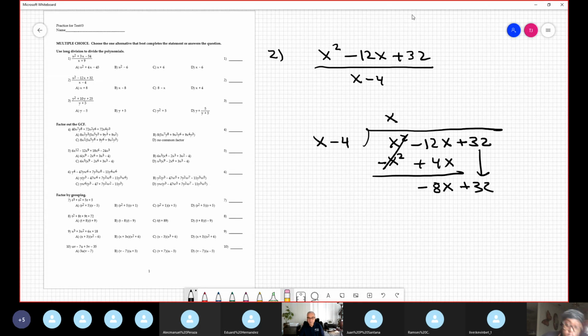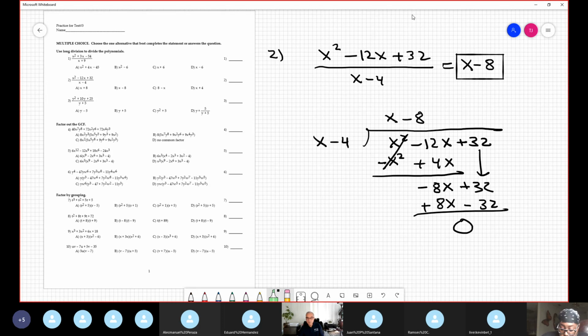Just bring down. Now it's negative 8, because negative 8 times positive x is negative 8x. I copy using the original sign. And this is negative 8 times negative 4, positive 32. But by subtracting, you change the sign. In this case it's easy, it's plus; in this case I erase that part, you put minus. Again, it's 0 remainder, boom. And the answer is x minus 8.